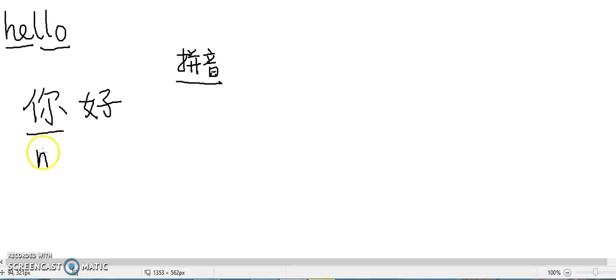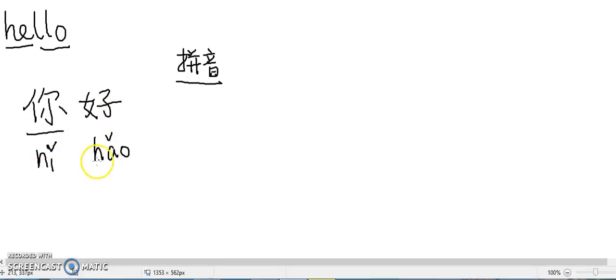So we use the alphabet letters as in English, but we added an accent mark on top of it. So it's pretty much the letter N and letter I. We got rid of the dot and put this accent mark to tell us which accent it is. We will talk about the four accents in Chinese later. And Hao, also we have letters HAO, and we put an accent mark on A. So when you look at the pinyin, you can tell how to pronounce these two words.